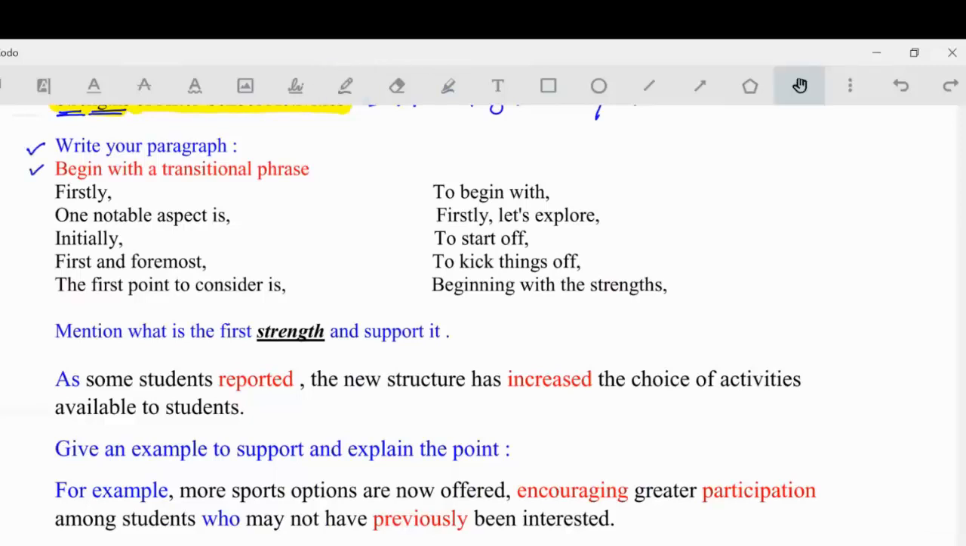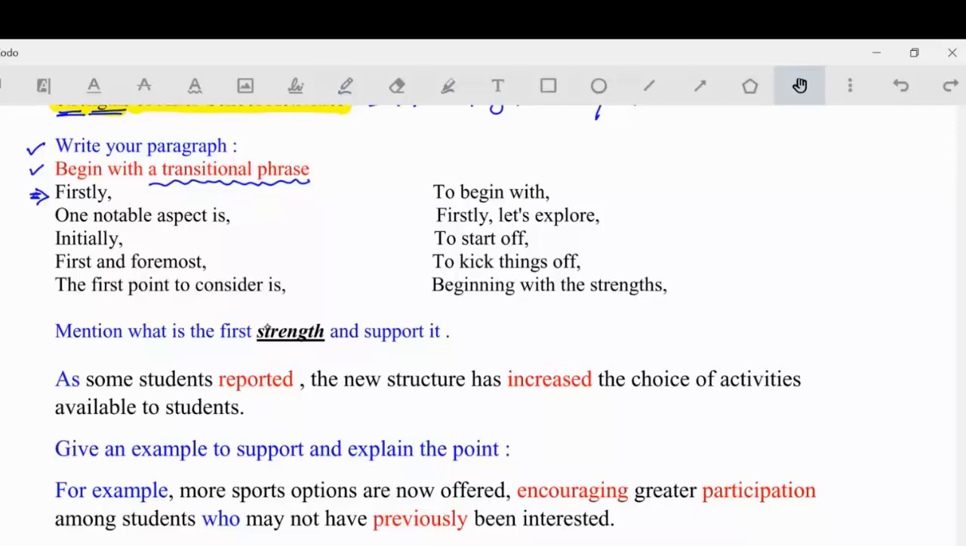Okay, then we will start writing our body paragraph number 1 about the positive sides of the after school activities. We always begin our ideas with a transitional phrase. So the first word of the paragraph will be what? Transitional phrase. What word can be a transition here? Read this list. Firstly, one notable aspect is, initially, first and foremost, the first point to consider is, to begin with, firstly let's explore, to start off, to kick things off, beginning with the strengths. Yes, exactly. So we can use any expression from those points to begin my topic.